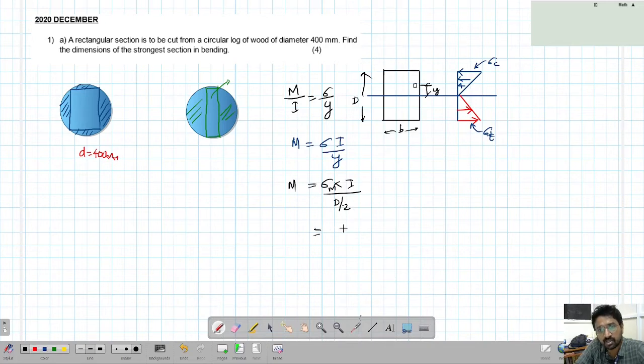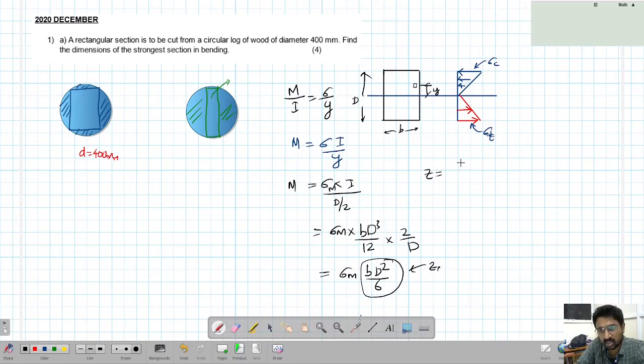For a rectangle, I is nothing but BD cube by 12. So 1 by y is nothing but 2 by D. So this is sigma m into BD square by 6. This term is what is known as Z, the section modulus. Section modulus is nothing but I upon y max, the maximum value of y.